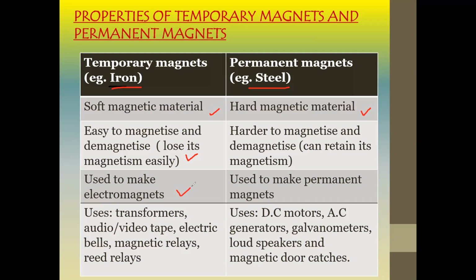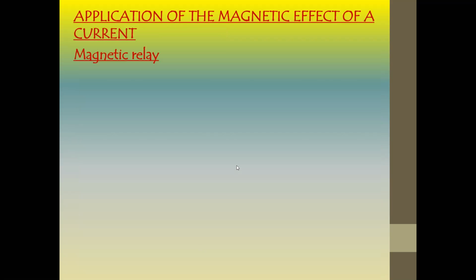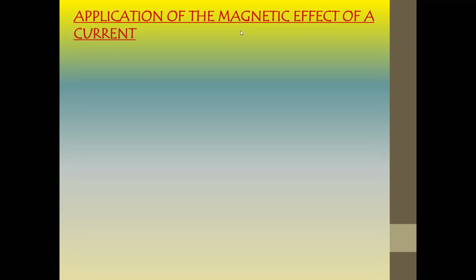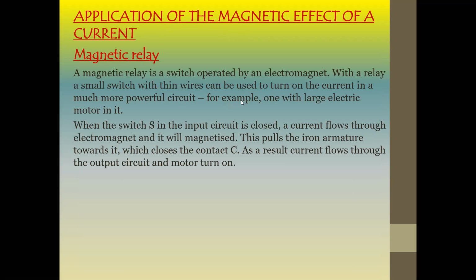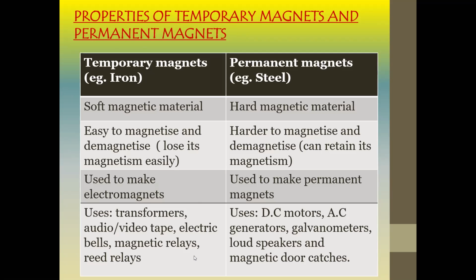It is used to make electromagnets. It is used to make permanent magnets. What are the uses? Transformer, you will learn about transformers in detail. And what are the uses? Your DC motor and AC generator, that you will learn in detail. So this is about magnetism. Now we'll do some questions related to magnetism. Before that, first some questions.